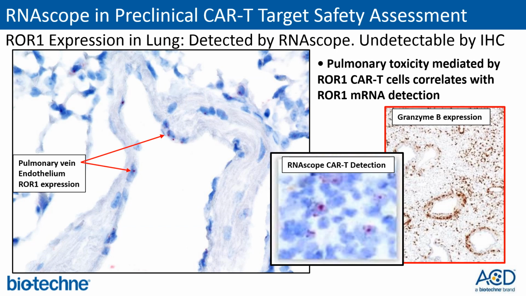However, the phenotype that results from these mice being treated with CAR T cells, which target RO1, was pulmonary toxicity. And so what's shown here is CAR T cells infiltrating into the lung based on an RNAscope assay detecting them, and then the expression of granzyme B, a marker of T cell activation, which relates to the resulting pulmonary toxicity. So despite the fact that the target was undetectable by IHC, the RNAscope assay detected signal and expression, which correlates with CAR T cell recruitment and pulmonary toxicity.